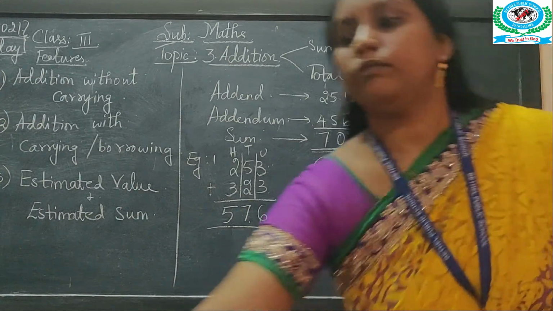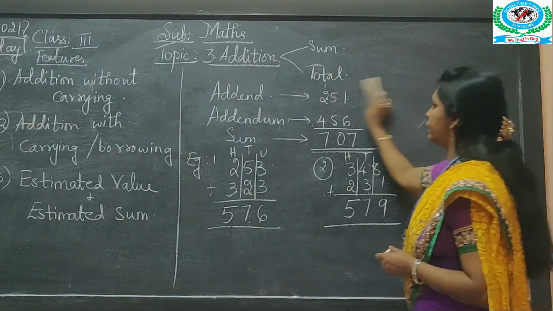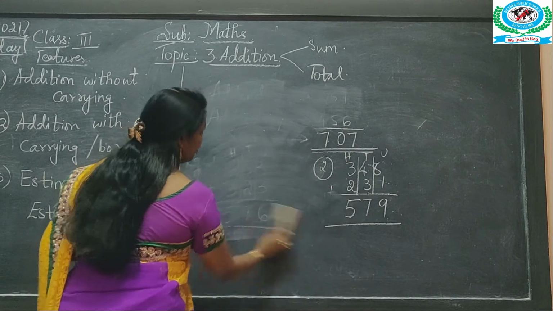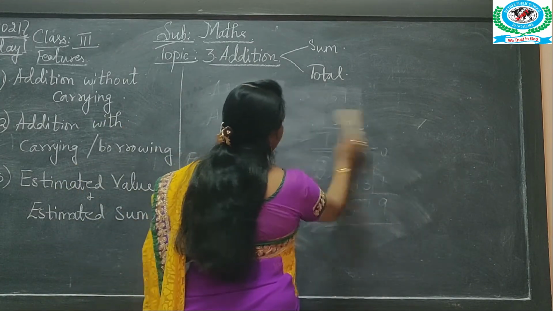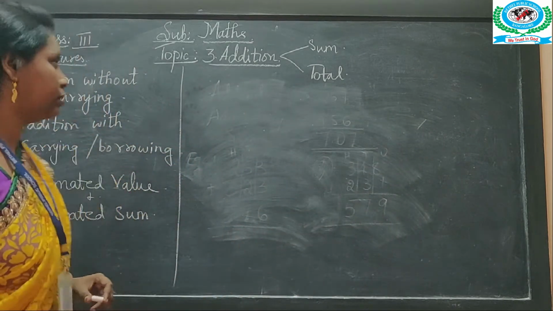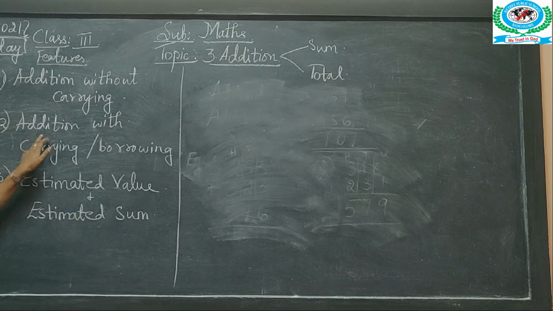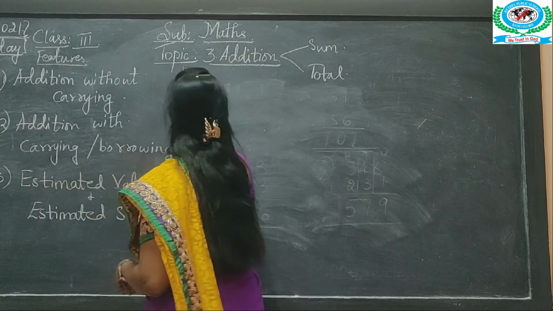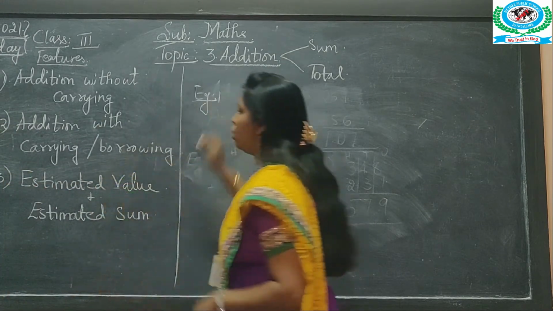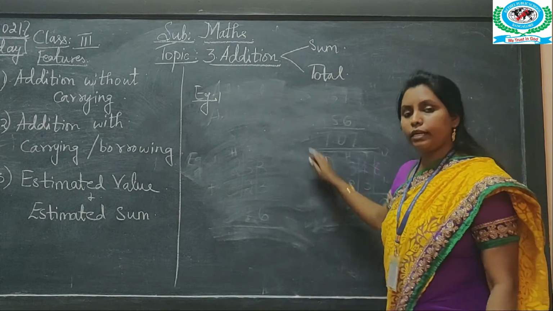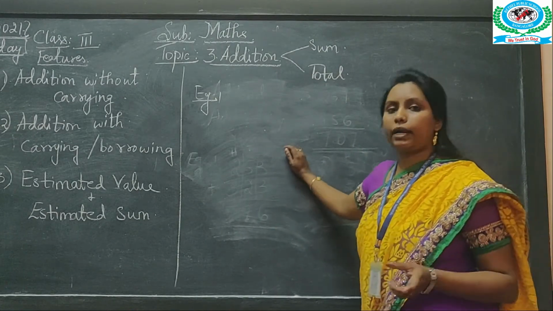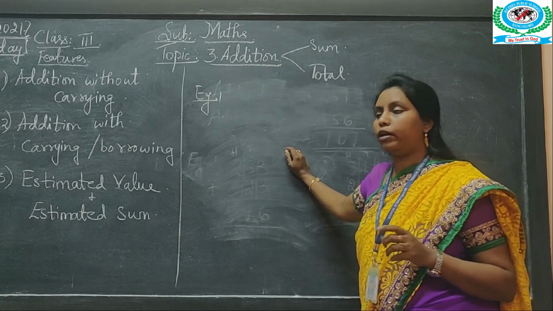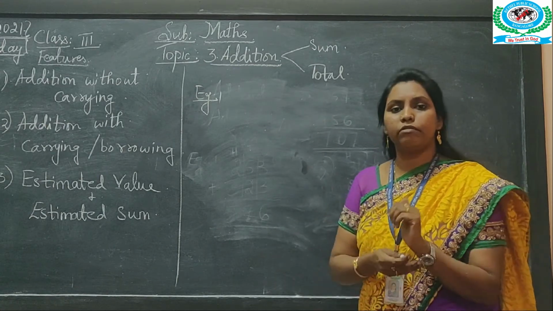Okay, so now we are going to see the next thing, that is the next point or the next feature, that is addition with carrying or borrowing. So this includes what? The single digit number. If we add, we get a sum of 2-digit number. Okay, and that number we are going to carry it to the next place value.